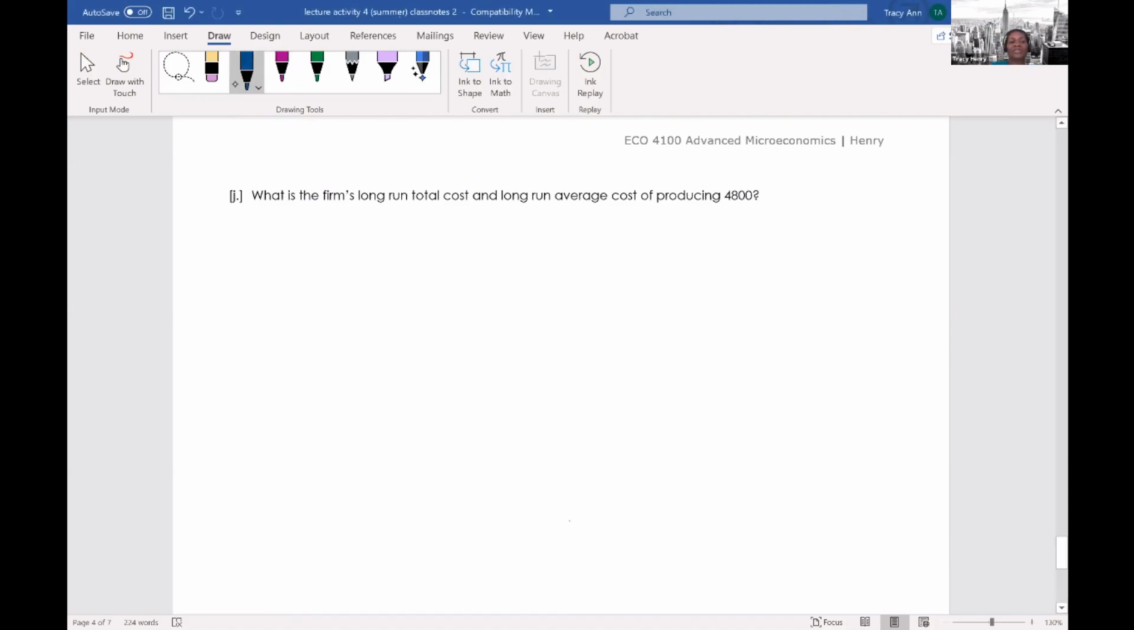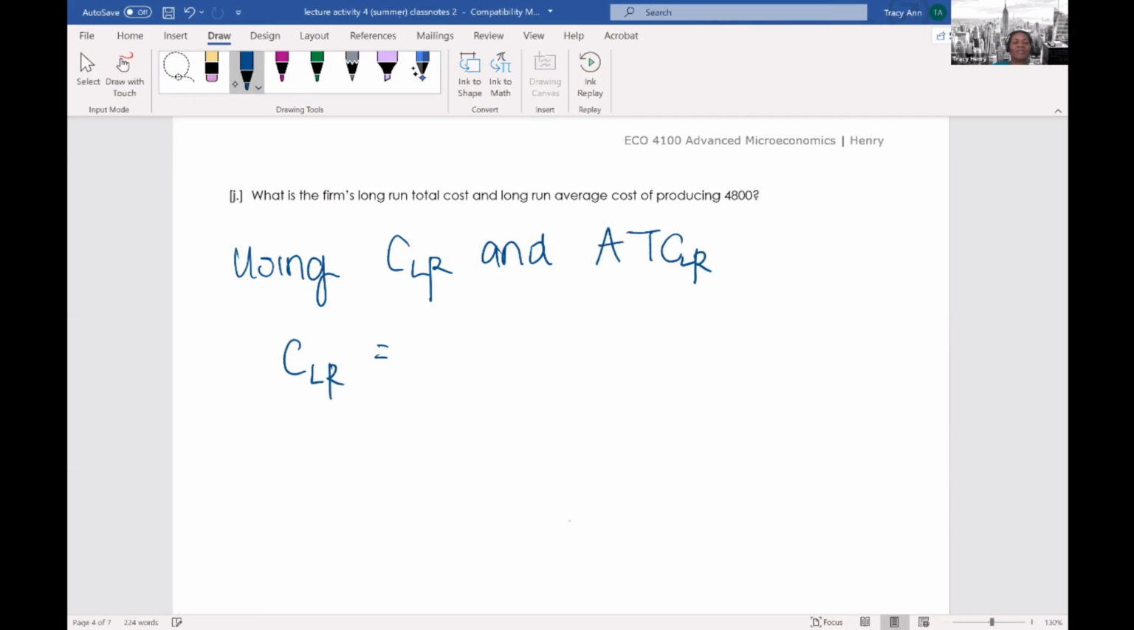And we are just going to use our cost functions for this. If you remember, your CLR is equal to 3/25 times Q of 4,800. I don't think you should trust my calculator. I really think you should put the answer up in the chat. Thank you. That's what my calculator gave me.